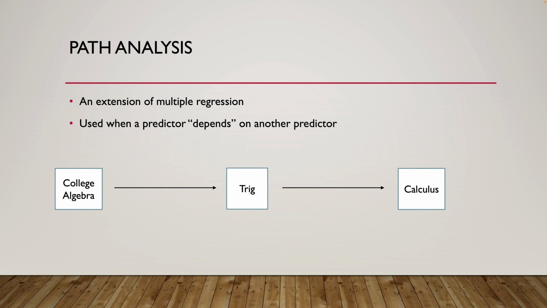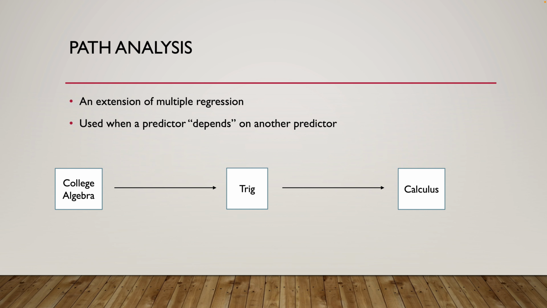So anyway, I think of path analysis as an extension of multiple regression, and it's used when a predictor depends, quote unquote, on another predictor. So we may be able to think about modeling calculus success as the path into calculus. So college algebra, we could argue that trig success is a function of college algebra, and these two collectively go together to predict calculus.